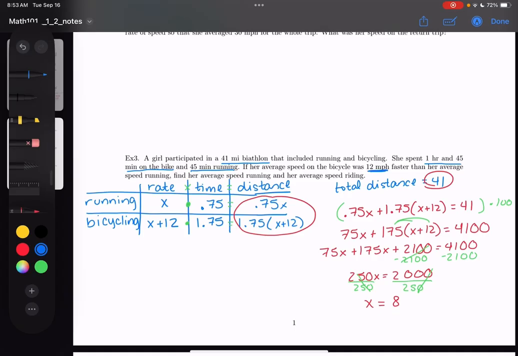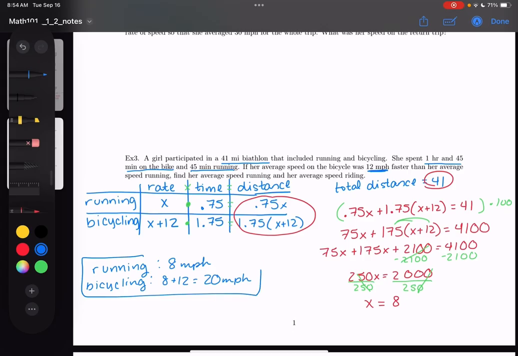So this means that her running rate is 8 miles per hour, and her bicycling rate, remember, is plus 12. And we got to be careful because they did ask for both of these. They said find her average speed running and her average speed riding. So we do want both. So that one is going to be 8 plus 12. So that one is 20 miles per hour. And I'll just box this in.